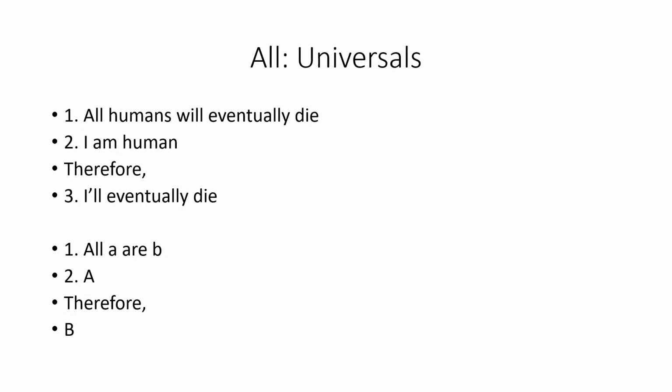Let's start with the word all. When we use the word all in arguments or in a premise in an argument, these premises are called universals. They're universals because what we're saying is all of a certain kind of thing will hold some kind of property. So, for instance, in our first argument here, all humans will eventually die. We're saying all things that are human will have the property of eventually dying. So this is a universal premise in this argument.